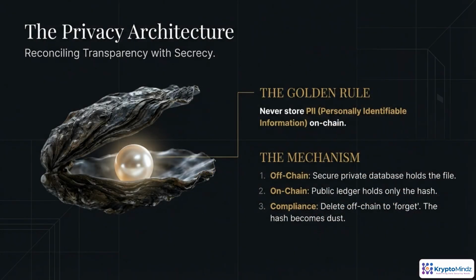Privacy architecture is about getting the benefits of a shared ledger without leaking sensitive data. The guiding principle is simple. Personally identifiable information lives off-chain, proofs live on-chain. Treat the blockchain as a notarization layer, not a document store. A secure database or document system holds the real records. The chain stores hashes and metadata. When policy demands deletion, you erase off-chain data, and the remaining hash alone reveals nothing useful.